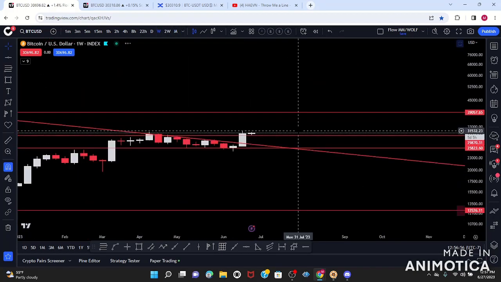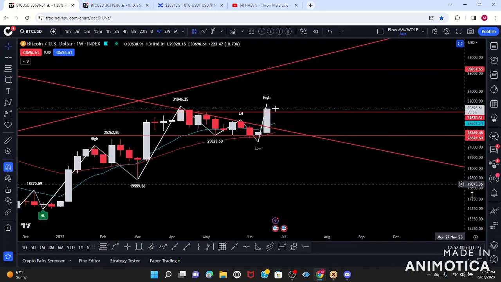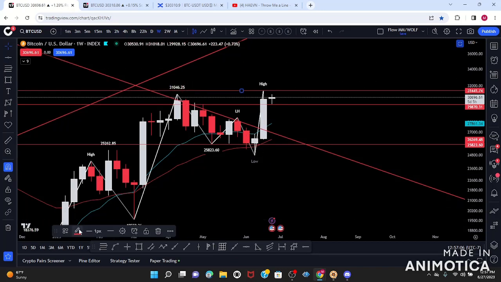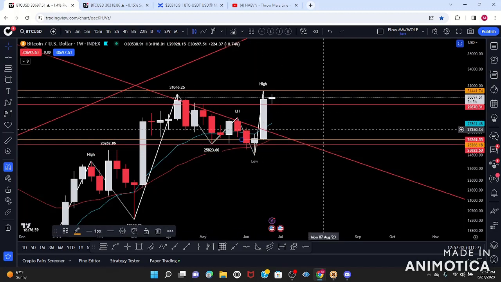I'm going to go to the weekly and rinse and repeat, same process. What am I going to do? I'm going to look for the previous candle. I'm going to set my high, and my weeklies are orange. And this is my low, just using the previous candle.